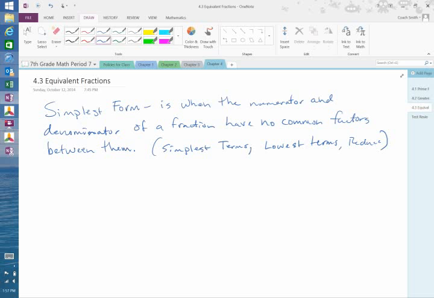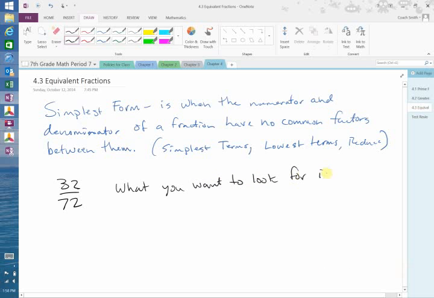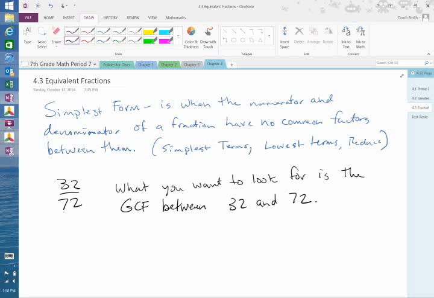Okay, so for example, if I have the fraction 32 over 72, okay, 32 over 72 have a common factor. So what you want to look for is the greatest common factor between 32 and 72. What does that say at the end if both terms are common? Reduce. Okay, so we want to find the greatest common factor of 32 and 72. In other words, we want to find the factor that will go into both 32 and 72 the most, the highest one.